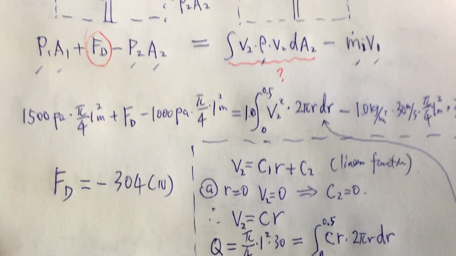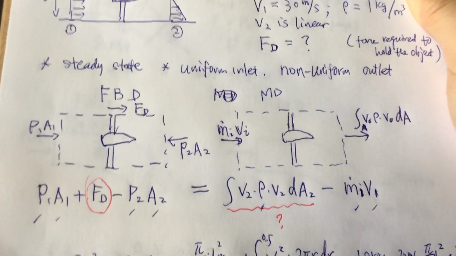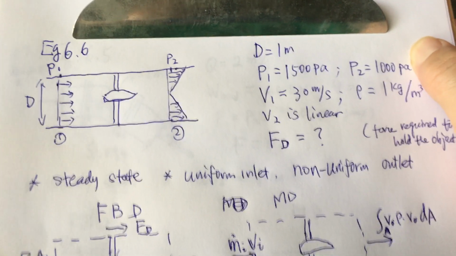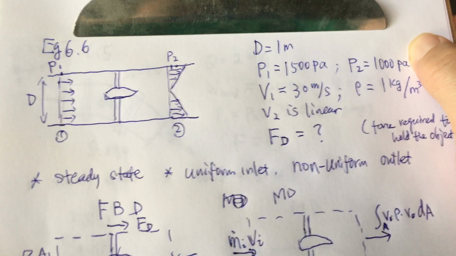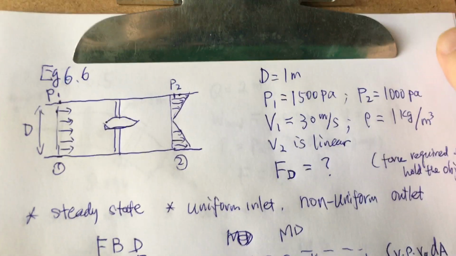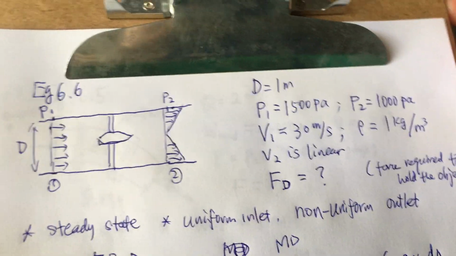Okay, this is the last example I want to give. This is a relatively more complicated problem. Okay, it's still steady state, but with non-uniform velocity at the outlet, at least one boundary, right?